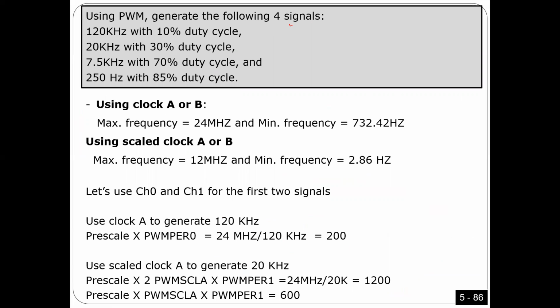So here I want to quickly generate 4 signals. I give you all the data for the 4 signals, so it's up to you how you manage it. Remember, when you select clock or scale to clock, you have to remember the minimum and maximum. If you use clock A or clock B, this is your maximum and this is your minimum. If you use scale to A or scale to B, this is the maximum and this is the minimum.